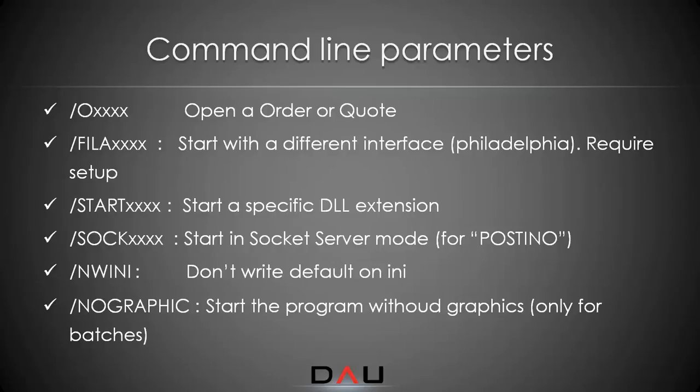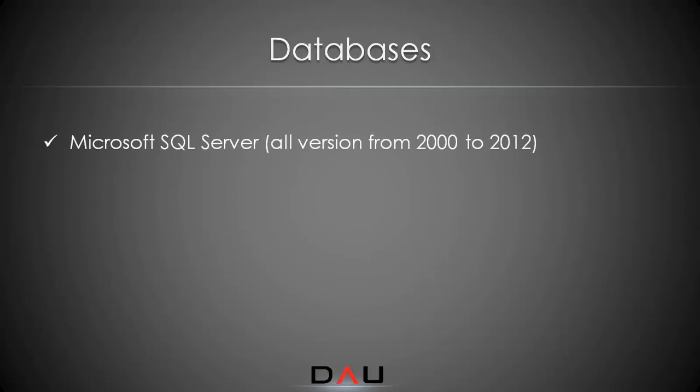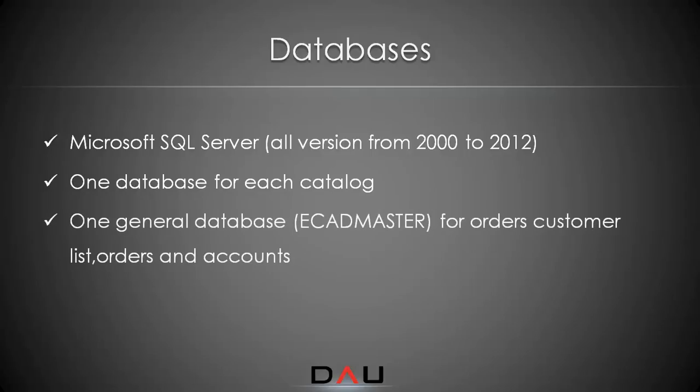Let's see now some characteristics that the 3CAD Evolution database must have. The database, as previously mentioned, must be in the Microsoft SQL Server format from the 2000 to the 2012 version. A different database is created for each catalog. A general database called ECAD Master is created for the orders, the quotations and the entire management part.